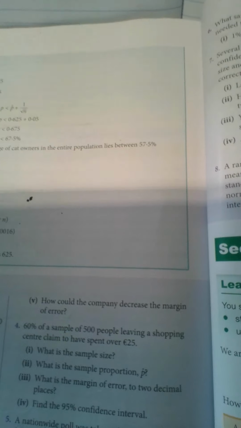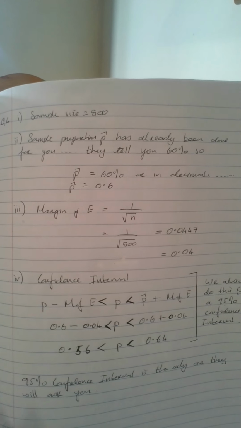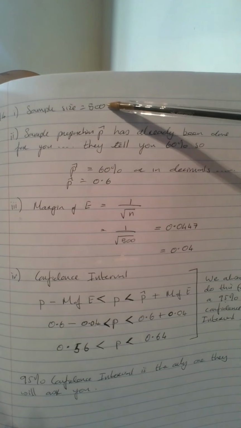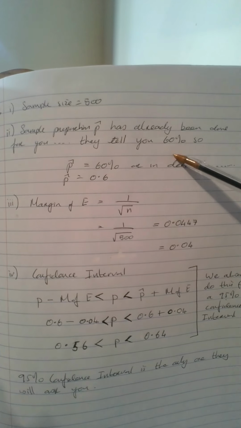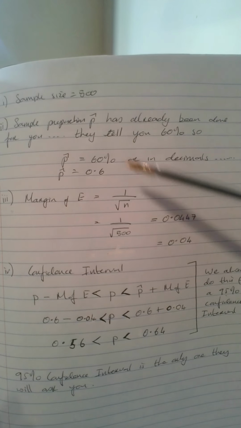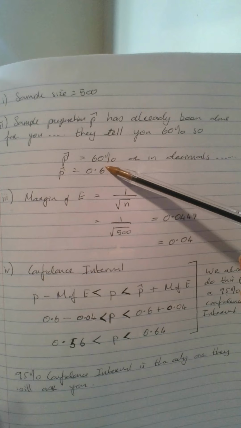Okay, so what is the sample size? We can see directly that the sample size there is 500. What is the sample proportion? In this case, they've actually given you the sample proportion, and they've given it to you as a percentage. It's 60%. So again, the sample size in part 1 is just read directly from the question, which is 500. The sample proportion has already been done for you. They tell you it is 60%, so you don't have to calculate it. So in this case, the sample proportion p hat is 60%.